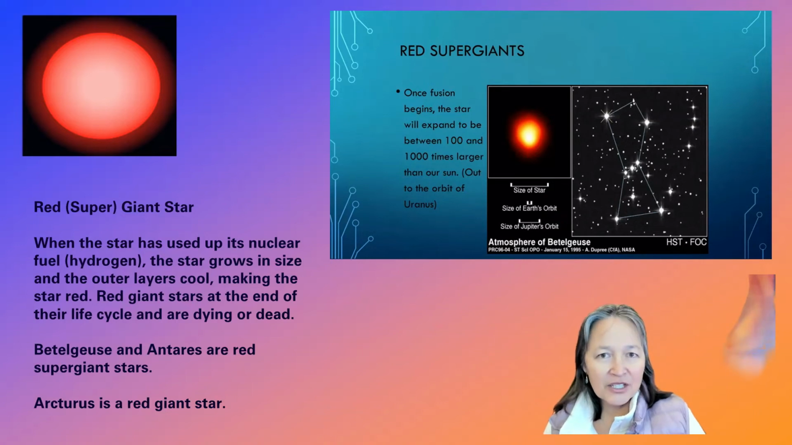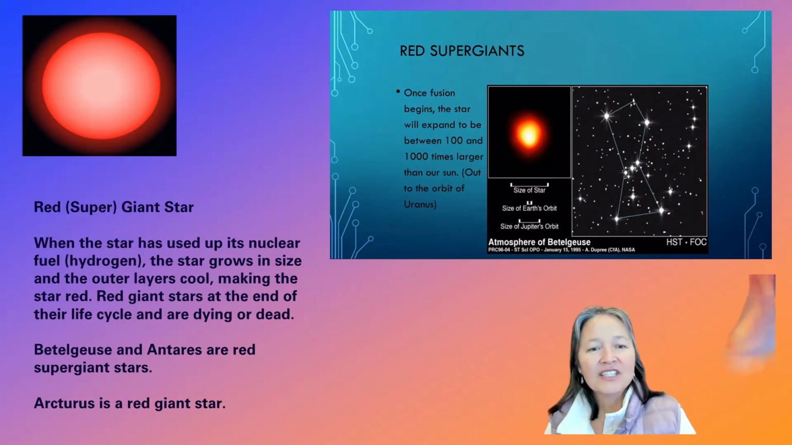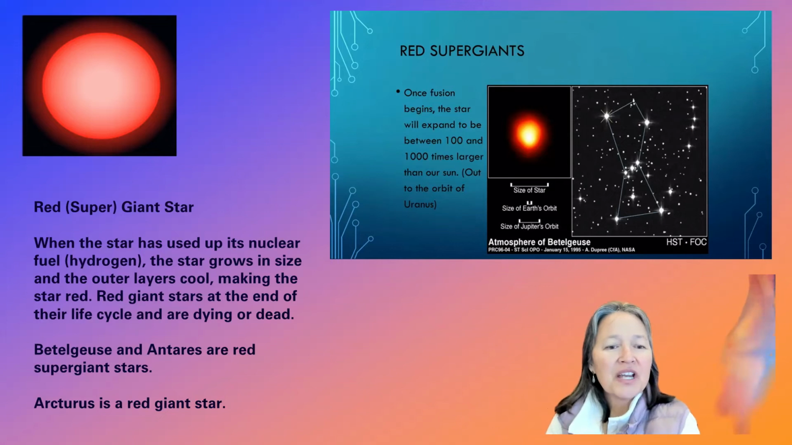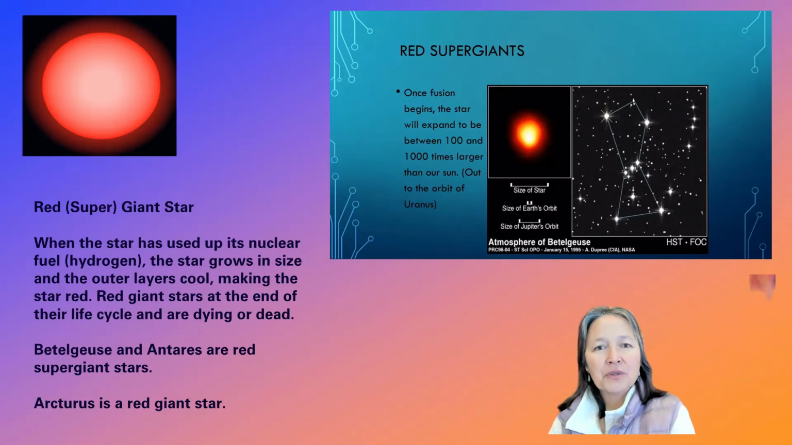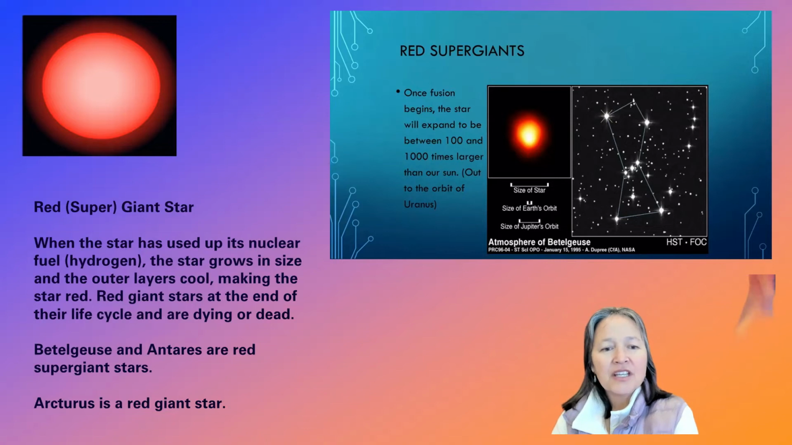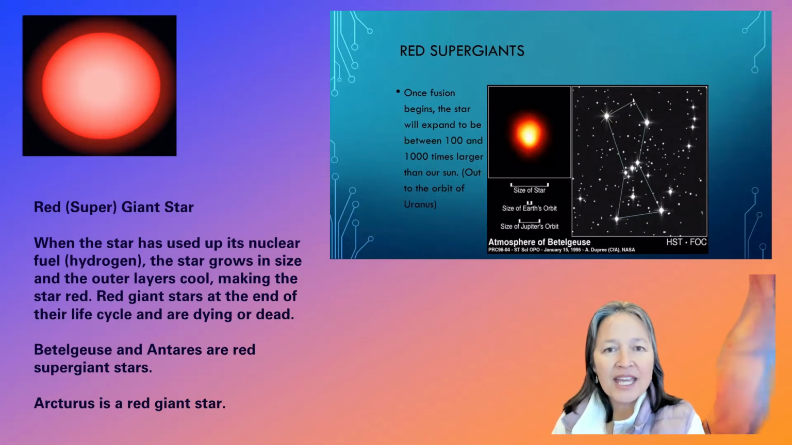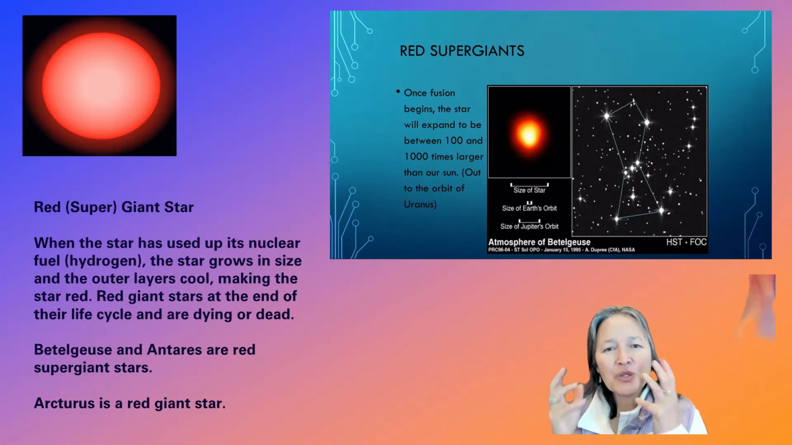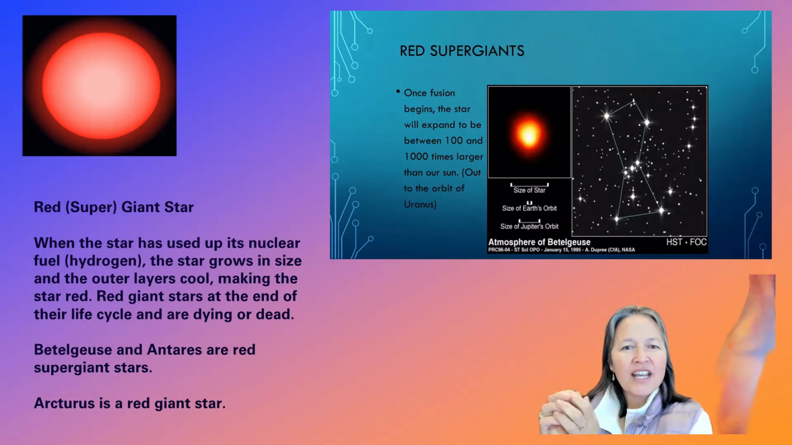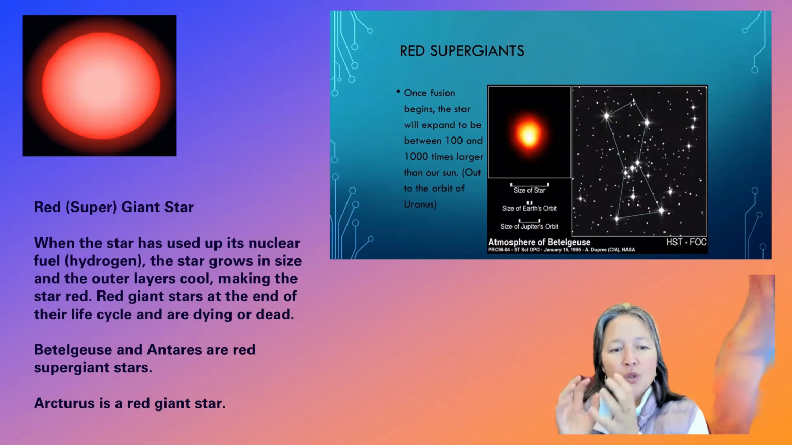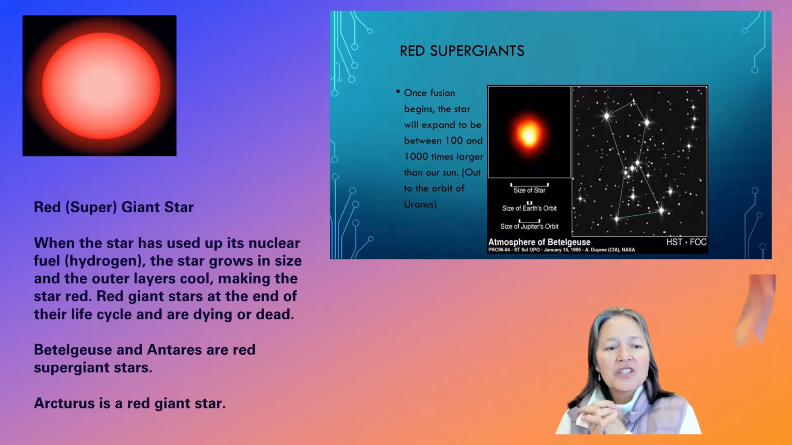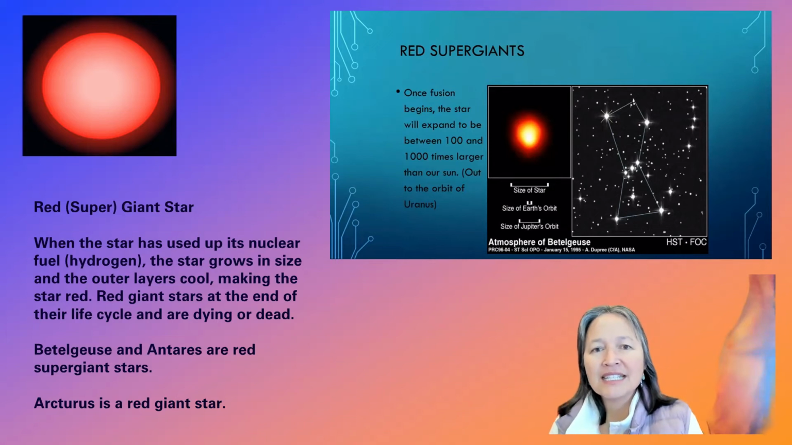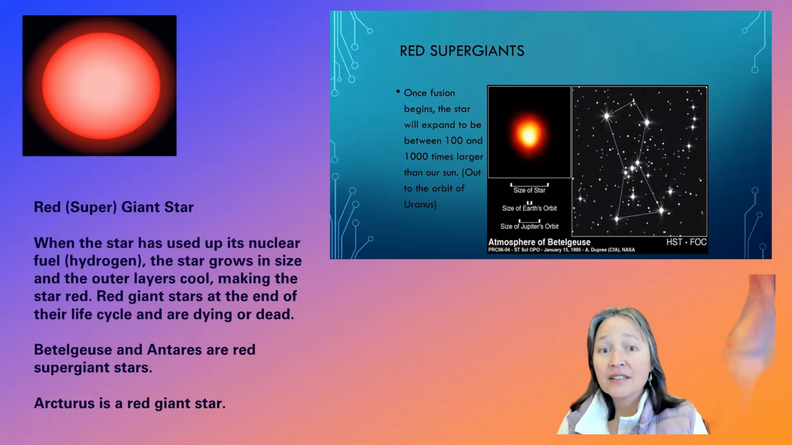So again, it has to do with fusion, and let's just keep it at that. But when the star has used up all of its nuclear fuel internally, the hydrogen, the star starts to grow in size and the outer layers cool. This is the cooling period, makes it red. Okay, so just think red, cool. And I know that's counterintuitive to how we see things. We usually think of red as hot, but what's happening is it's cooling. So red giant stars at the end of their life cycle are beginning to die. They're either dying or they're dead.